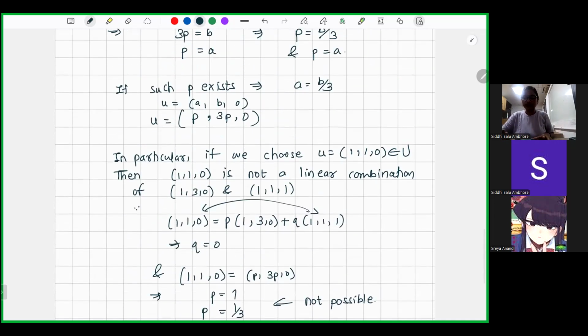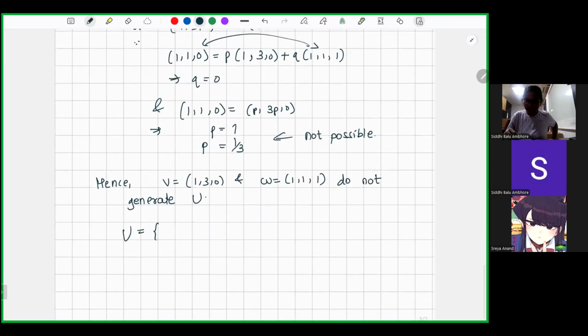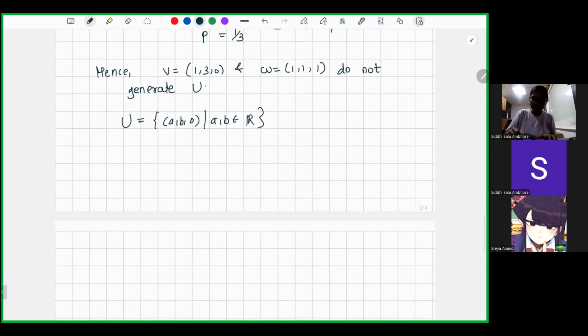See, first of all, just observe that when we write this U, U is this set (A, B, 0) with A, B in K, or whatever field, R I think. Okay. And we have V as 130 and W as 111. So just observe that this W does not belong to my vector space U.